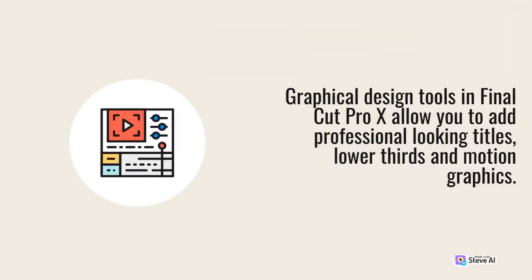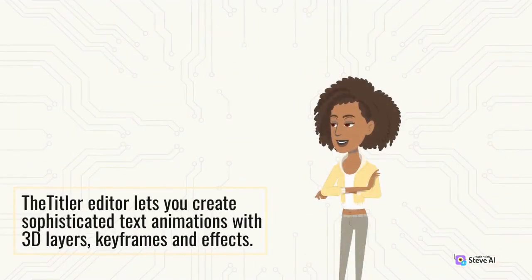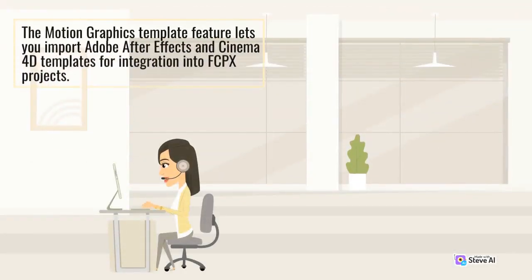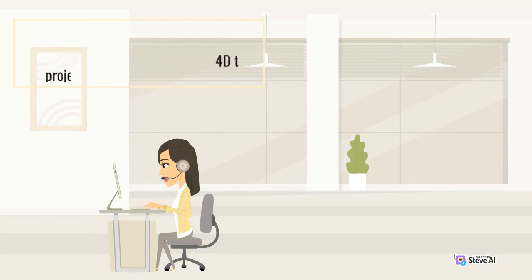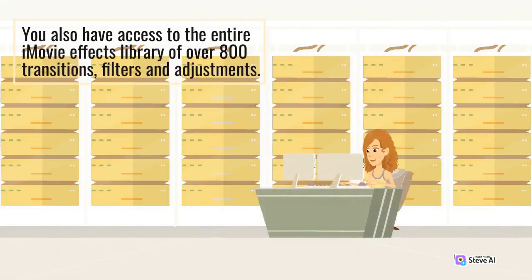Graphical design tools in Final Cut Pro X allow you to add professional-looking titles, lower thirds and motion graphics. The editor lets you create sophisticated text animations with 3D layers, keyframes and effects. The Motion Graphics template feature lets you import Adobe After Effects and Cinema 4D templates for integration into FCPX projects. You also have access to the entire effects library of over 800 transitions, filters and adjustments.